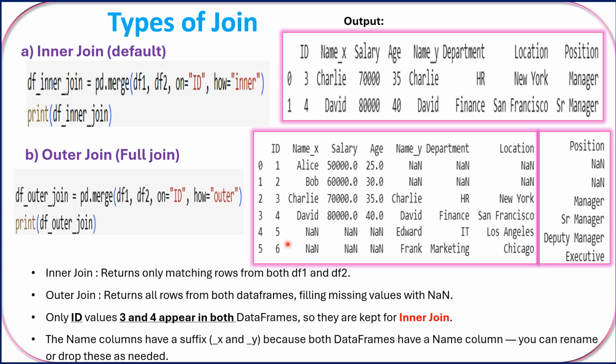Likewise, when you move on to ID 4, 5 and 6, here the name X, salary and age are NaN values because there is no such detail available in data frame 1, whereas the entire detail is available in data frame 2. So when you combine or join with an outer join, the whole content will be represented, with NaN values where missing.